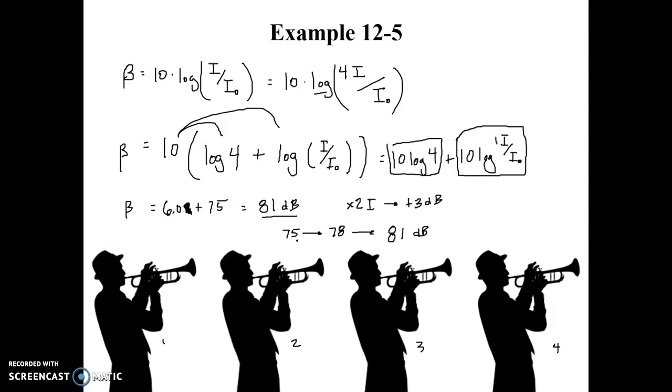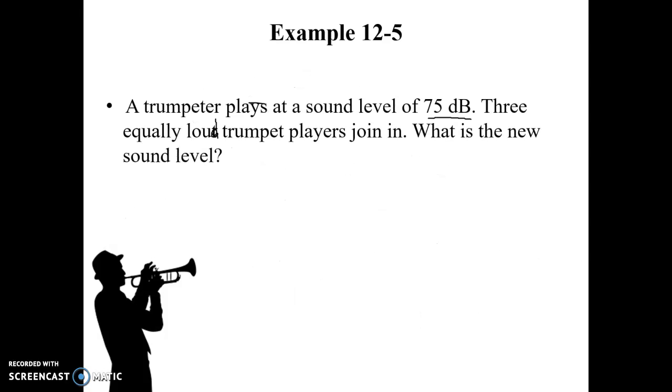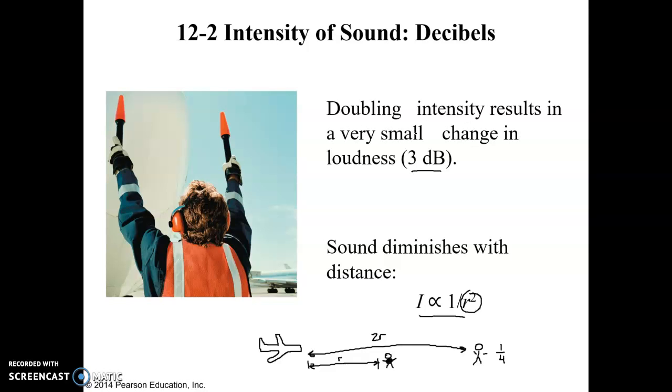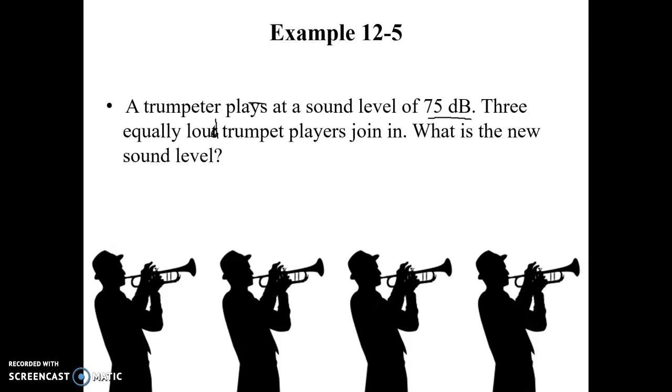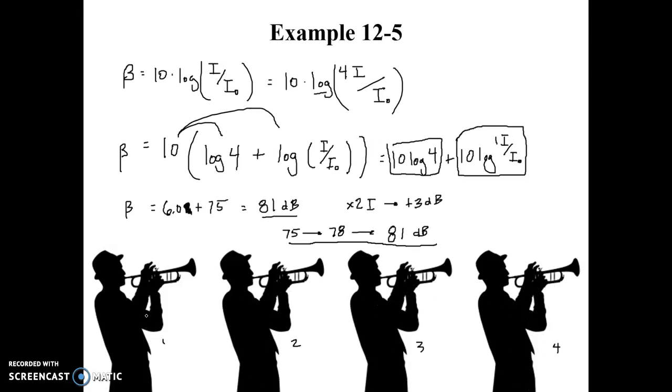So a more common sense approach to this problem, as I was trying to illustrate at the tail end of the last slide: we had shown previously here that doubling intensity results in a loudness change of 3 decibels. So if we think about this problem here, we started with one trumpeter. If we think about just doubling one trumpeter, we end up with 2. And then if we double 2 trumpeters, that ends up with 4.